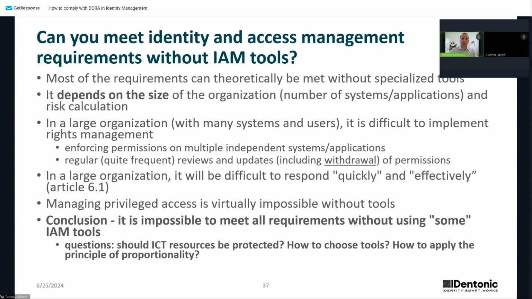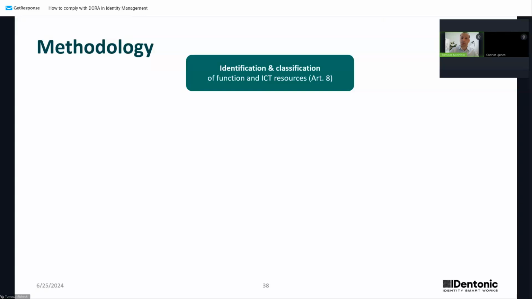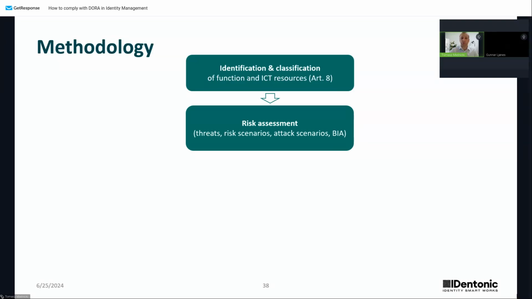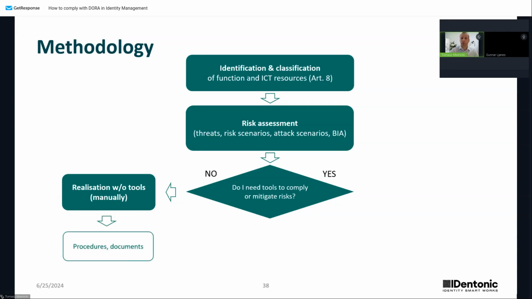And the questions are, should ICT resources be protected? How to choose the tools? How to apply the principle of proportionality? So the methodology I proposed: first of all, you need to run identification and classification. Article 8 tells about how to do that. Then you run the risk assessment. You need to identify threats, risk scenarios, attack scenarios, and business impact assessment, and see what tools you need to comply, first of all, and whether you need tools to mitigate the risks. And if you say no, maybe I can do without tools, then you can use just some procedures and documents to do this manually. But if the answer is yes, you need to acquire and deploy.